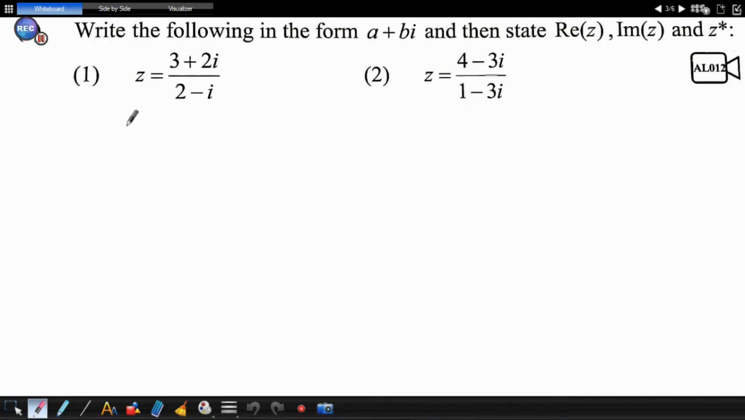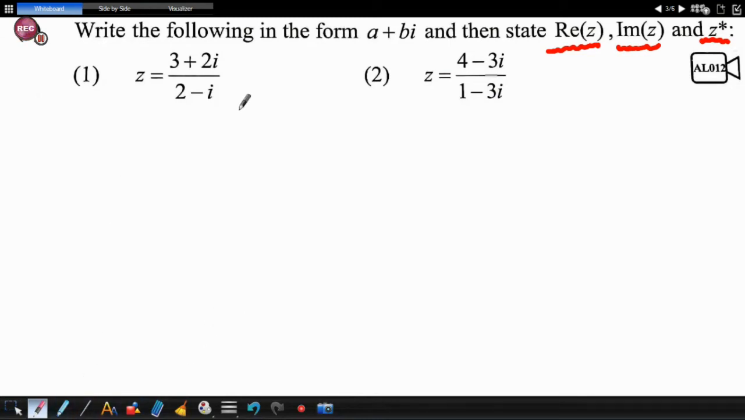Let's look at this question. It says write down the following in the form a plus bi. It means it's not in that form. We have to write it in that form. And then we have to state what is the real part, what is the imaginary part, and what is the conjugate.